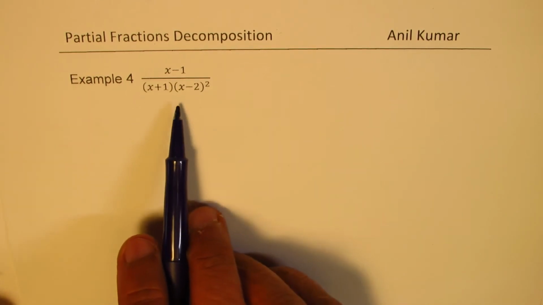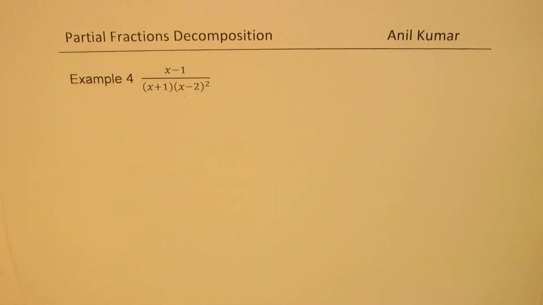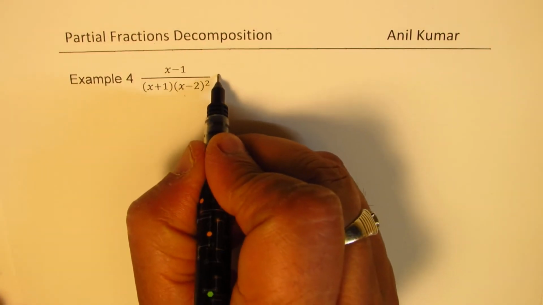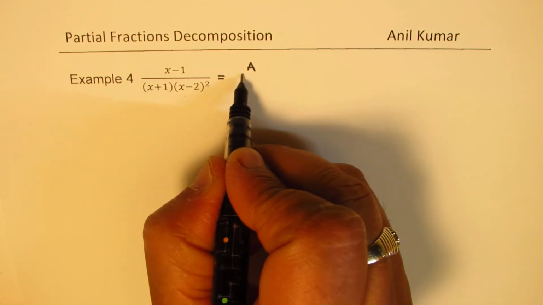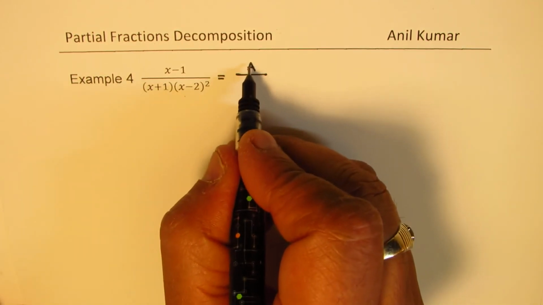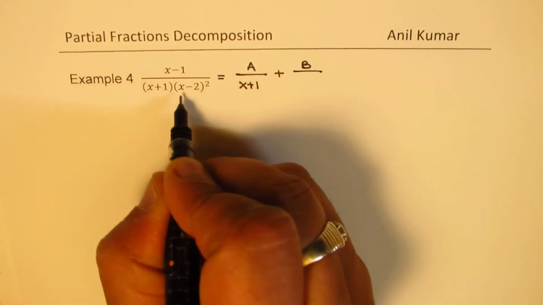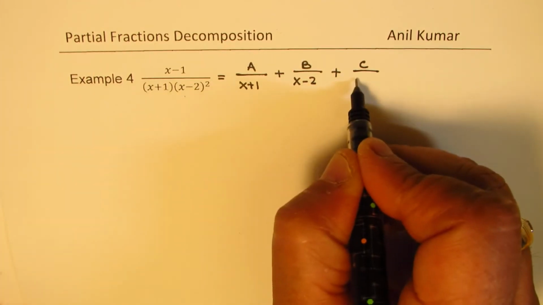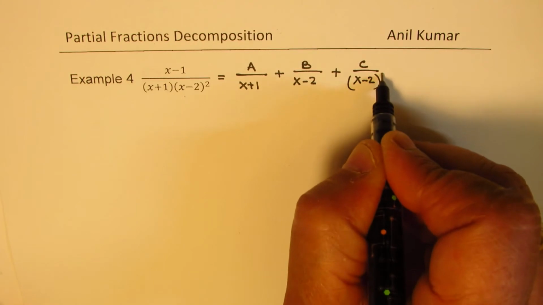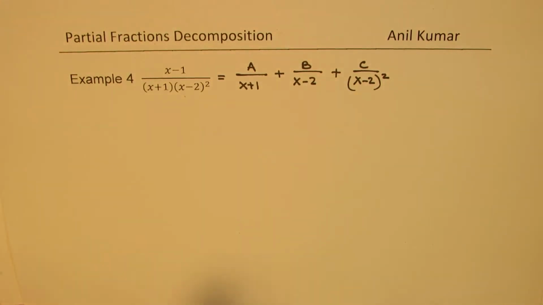Now in example number 4, we have repeated linear factor in the denominator, right? So that is the difference. So in this case, we'll write this as sum of 3 factors. One is a over x plus 1, the first factor, plus b over x minus 2, plus c over x minus 2 whole square, right? So effectively, there are 3 factors here, right? So that is how we get these different types of factors.